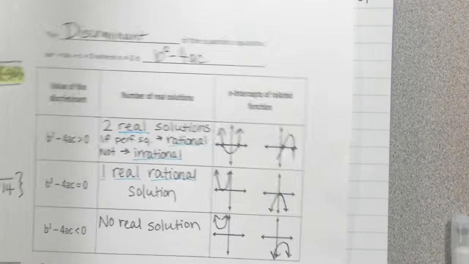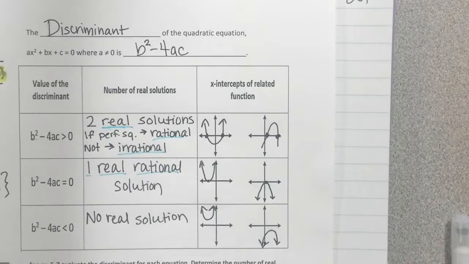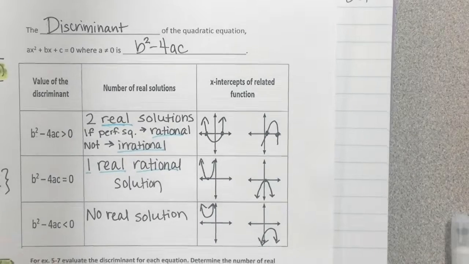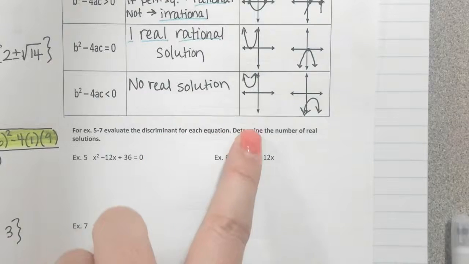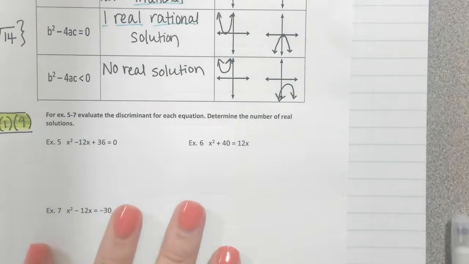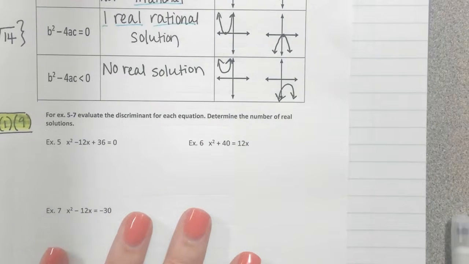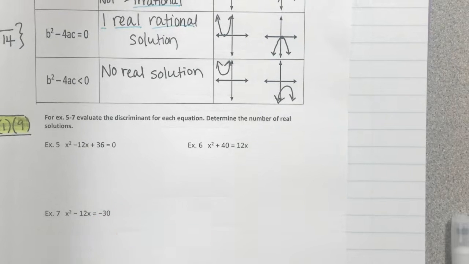All right. So here's why sometimes we would want to do this. For examples 5 and 7, we're going to evaluate the discriminant and determine the number of real solutions. Okay, I'm going to do this for example 5.